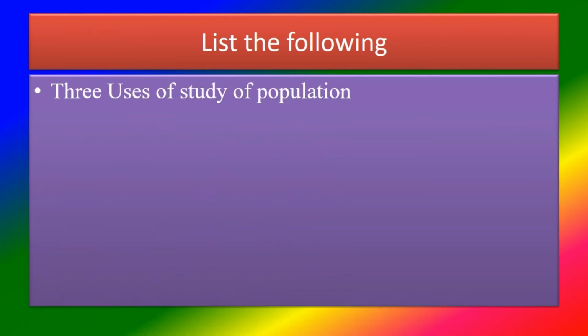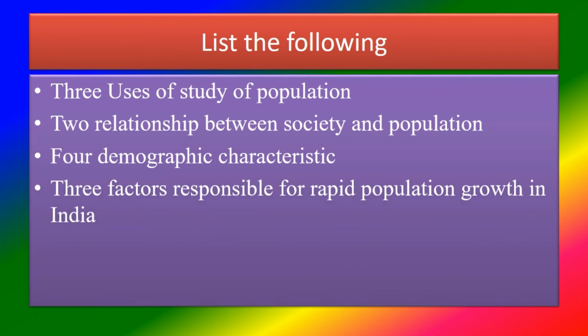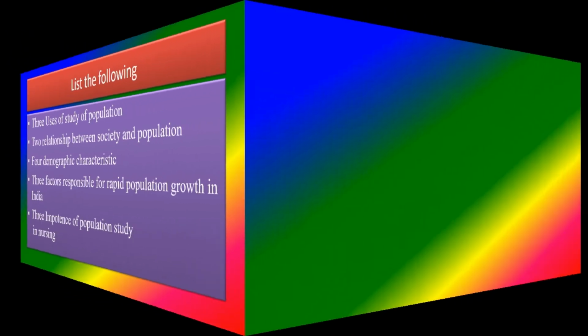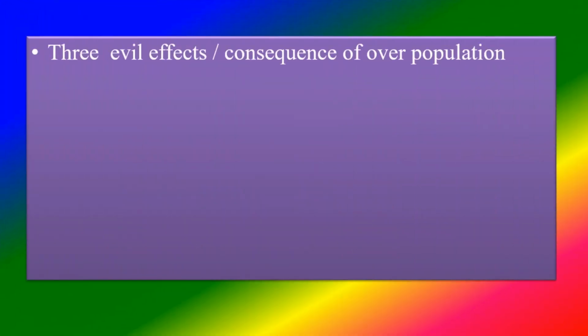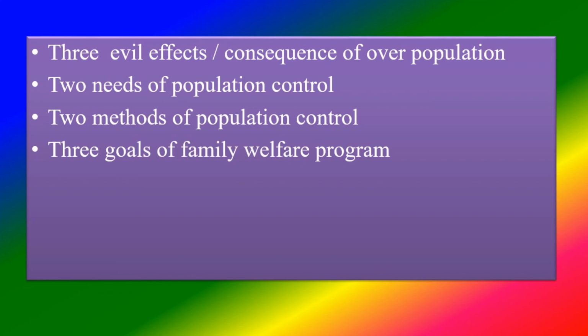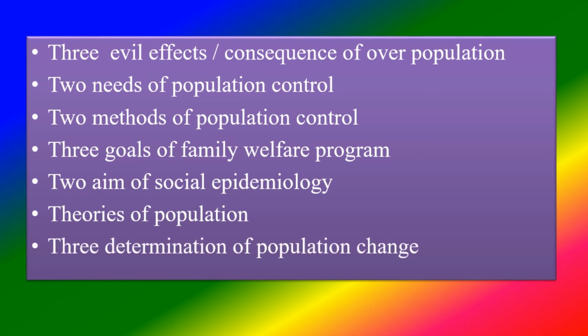List the following: 3 uses of study of population, 2 relationship between society and population, 4 demographic characteristic, 3 factors responsible for rapid population growth in India, 3 importance of population study in nursing, 3 evil effects and consequences of overpopulation, 2 needs of population control, 2 methods of population control, 3 goals of family welfare program, 2 aim of social epidemiology, theories of population, 3 determinants of population change.